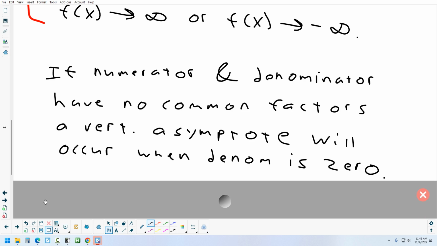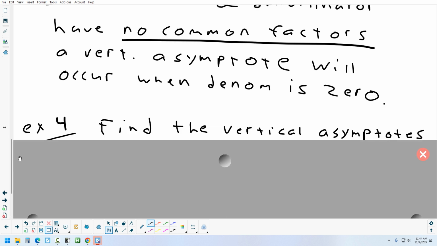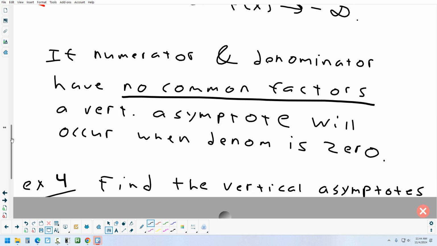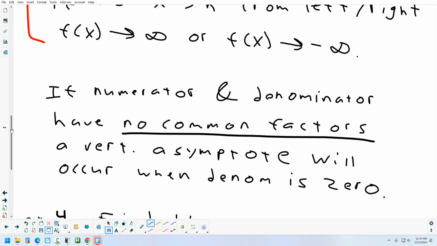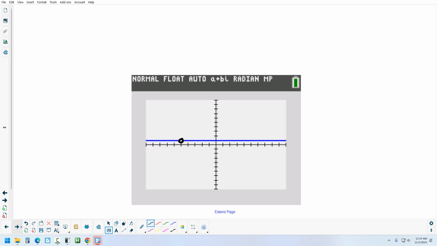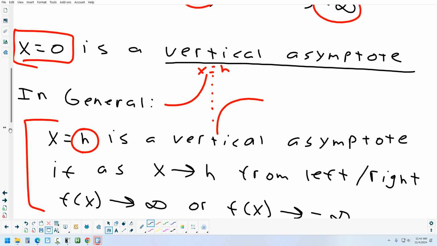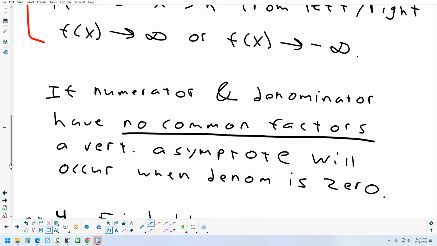All right, so as long as you don't have any common factors in the top and in the bottom, you will get vertical asymptotes where the denominator is 0. If you do have a common factor, you will get a hole. Okay, you'll get that little gap in the graph, just like that. But that's a very specific circumstance to get a hole. You have to have common factors.